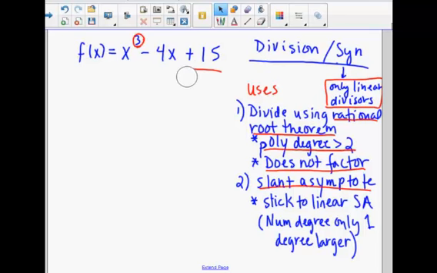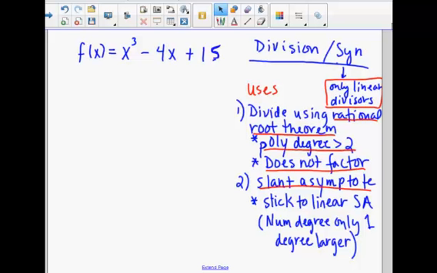Division is also good for rational functions when you need to find your slant asymptotes. And you'll also use it to break down polynomials. So I'm going to go ahead and factor this completely. These are the kind of directions you would be given: find all the roots, or factor this polynomial completely. Well, this is a cubic and it doesn't factor. I can't use the quadratic formula on it because it's not a quadratic.